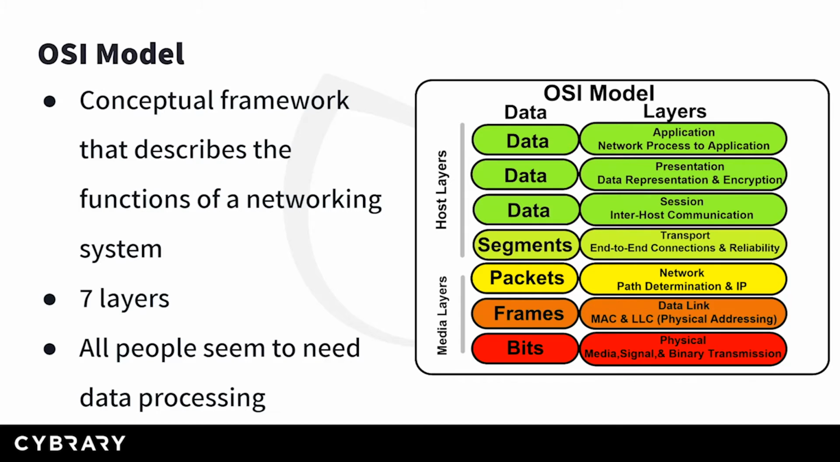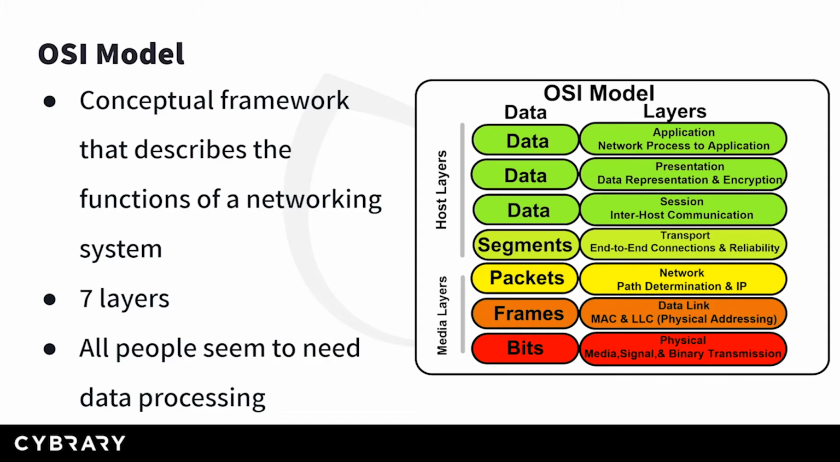An easy way to remember the 7 layers in order from the top, or layer 7, is all people seem to need data processing. So from the top, the layers are application, presentation, session, transport, network, data link, and physical. The visual on the right lists all of the layers, what happens in each layer, and what data is referred to at each layer. So let's start at layer 7, the application layer.